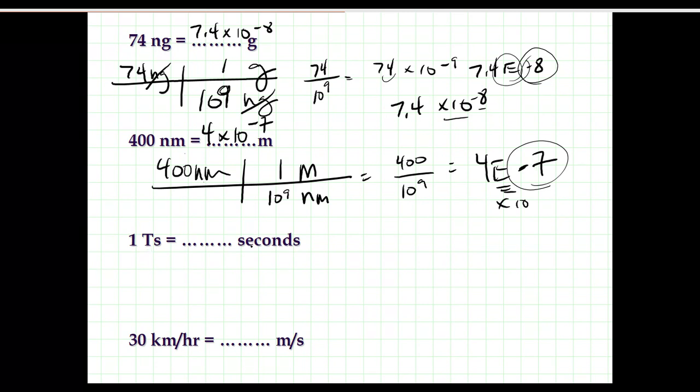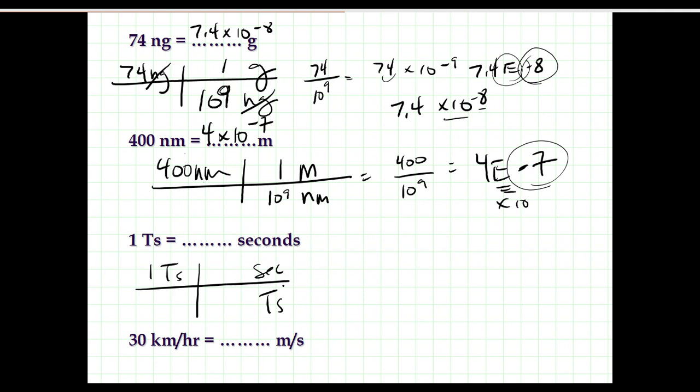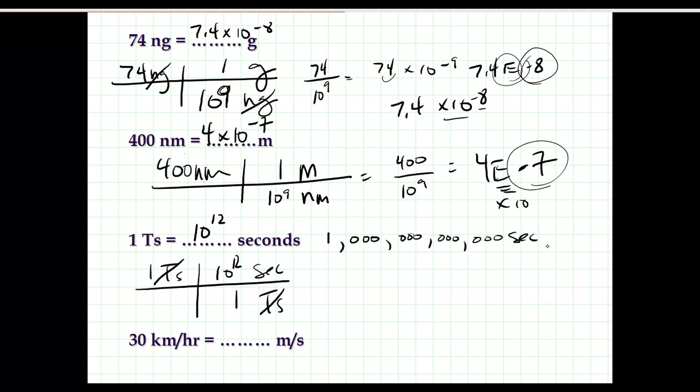Good. Teraseconds to seconds. If I have 1 terasecond, I want to know how many seconds that is. I want to get rid of teraseconds. I'm going to put it on the bottom. I'm going to put seconds on the top. What do I know about seconds and teraseconds? I know that there is 10 to the 12th, or a trillion, seconds in 1 terasecond. Teraseconds top and bottom cancel out. Also, everything's a 1. So my answer is pretty much just 10 to the 12th seconds. Or if I don't want to write in exponent form, you could write 1 and 12 zeros seconds. 1 trillion seconds.